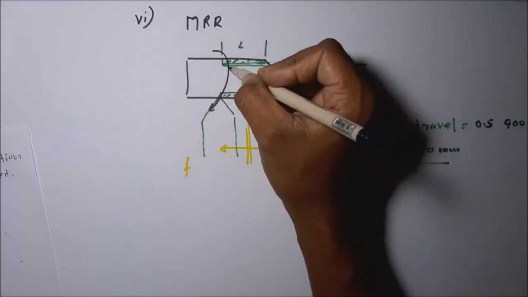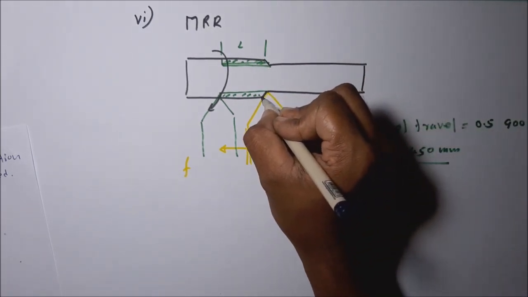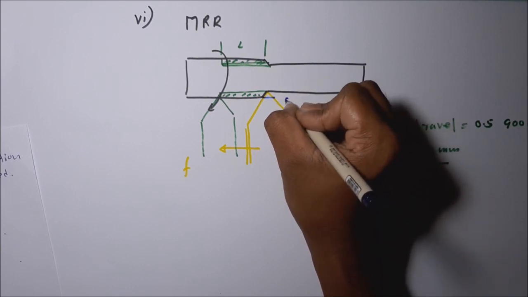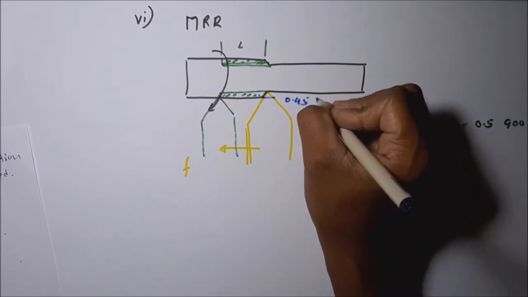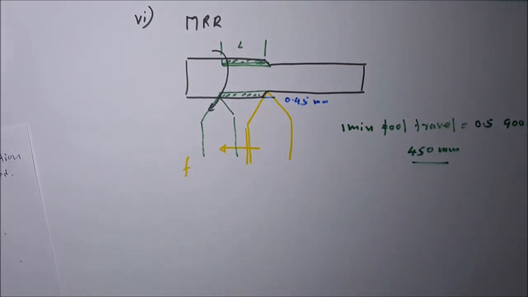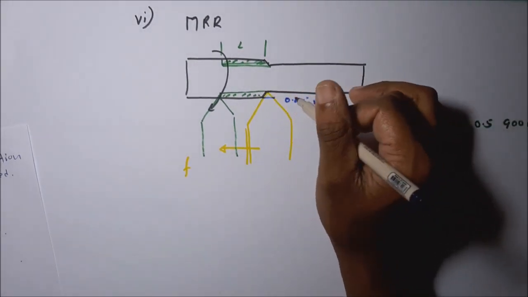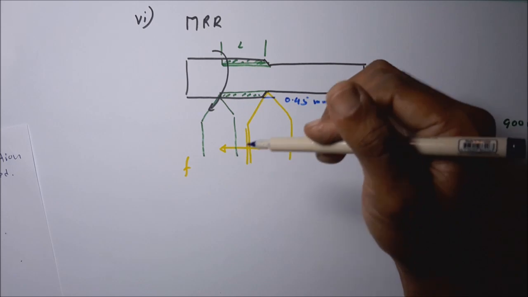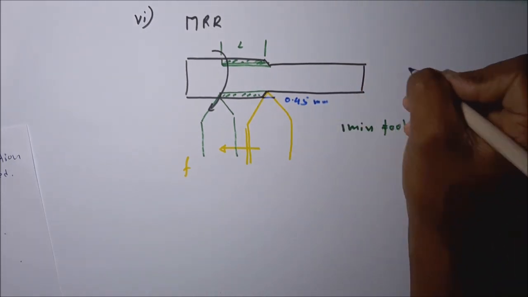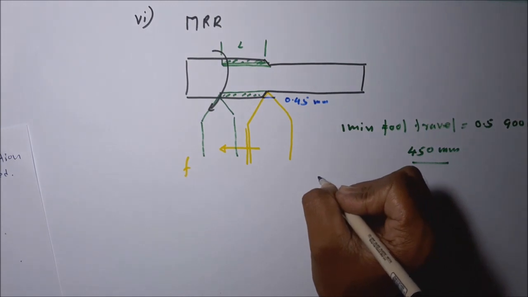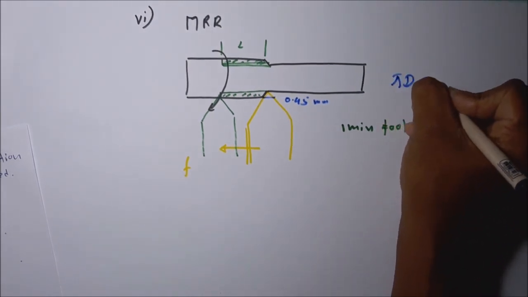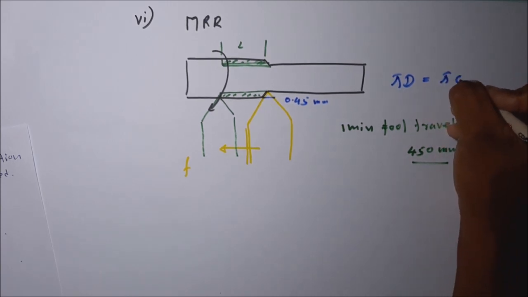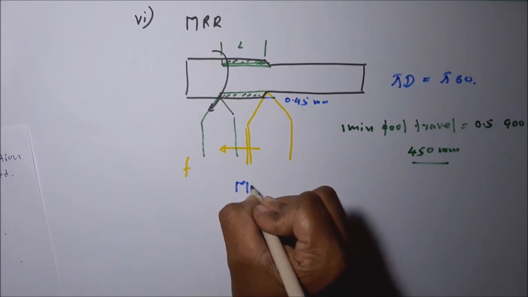Then what is the volume? First, what is this? D is the depth of cut, which is given as 0.45 millimeters. This depth is also given, the length is also given. Then the circumferential length. What is the circumferential length? That is equal to 5d. 5 diameter is d, 5 into 60.